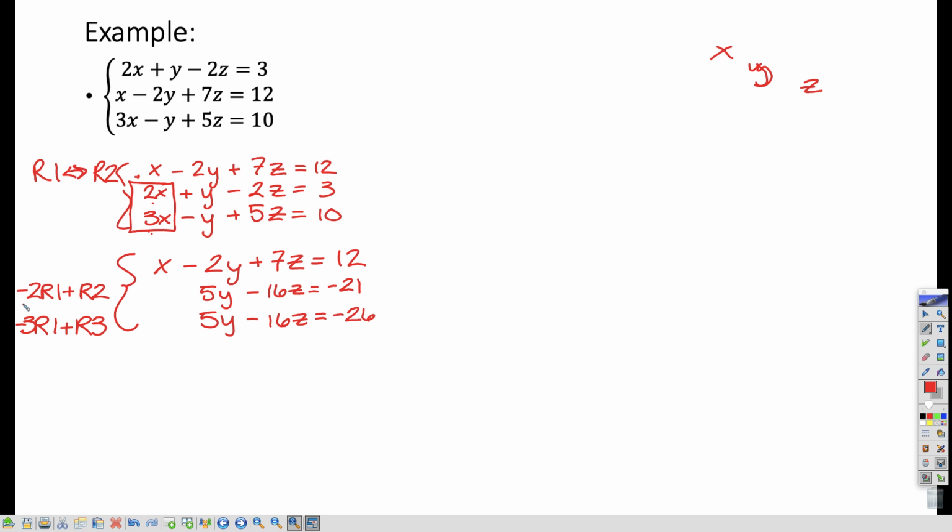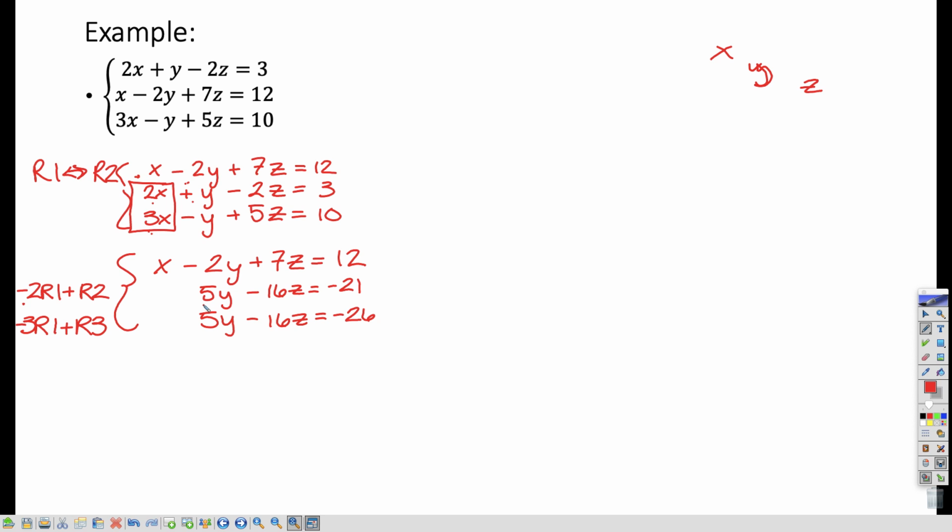Listen. -2 times -2 is 4. 4 plus 1 is 5. If you make a mistake, I'm going to tell you you didn't multiply a negative times a negative and get a positive, or something silly like that. It's usually very basic math that messes you up. So check your work.